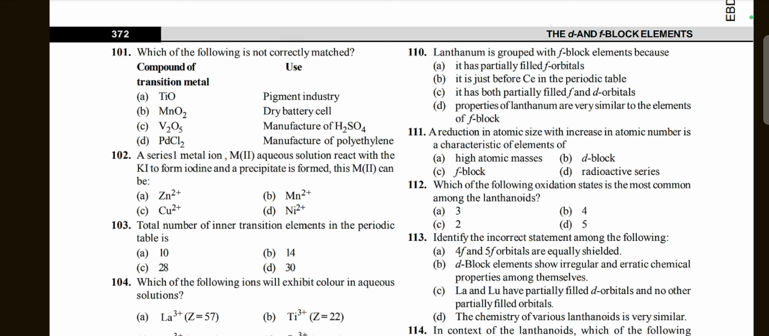Which of the following oxidation states is the most common among the lanthanoids? 3. Option A. Identify the incorrect statement among the following. 4f and 5f orbitals are equally shielded. No, false. The 4f orbital is nearer to the nucleus as compared to the 5f orbital. Therefore, shielding of 4f is more.